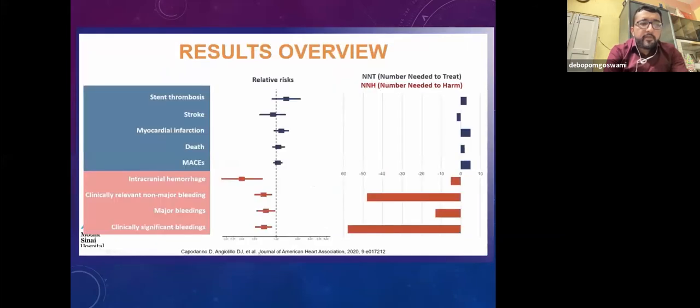And when we see the overview of the results, we can see that intracranial hemorrhage, clinically relevant non-major bleeding, and major bleeding all favor the use of the dual therapy comprising the direct acting oral anticoagulant and the P2Y12 inhibitor. The only concern is regarding the thrombotic risk. We can see that stent thrombosis is a bit higher when we consider the dual antithrombotic therapy. Next slide.